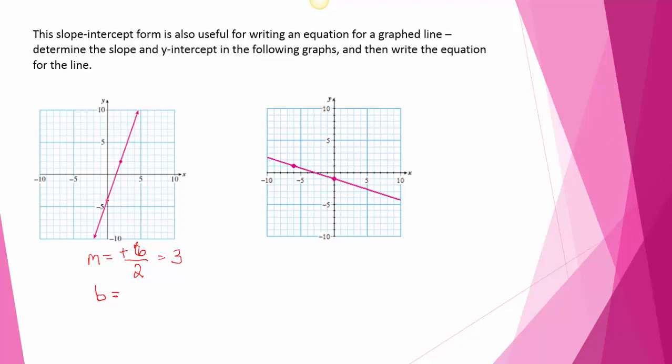Okay, so our b is right here. It crosses at -4. So that's our b. So I want to plug it into our form. y equals the slope, which is 3x, plus b, but b is negative, so I'm going to say -4. And so our equation for this line is y equals 3x minus 4.